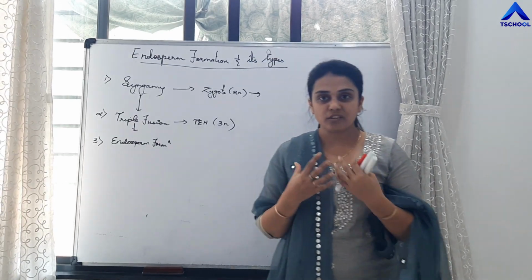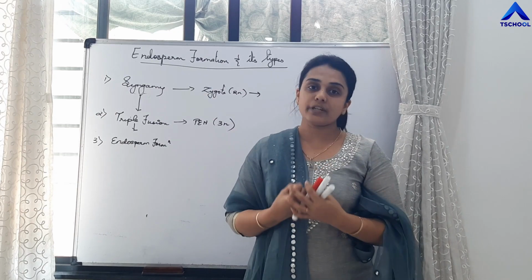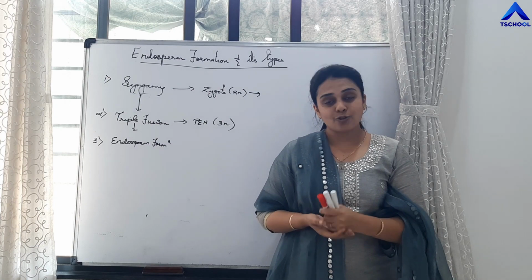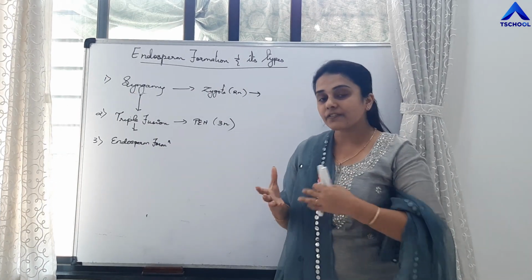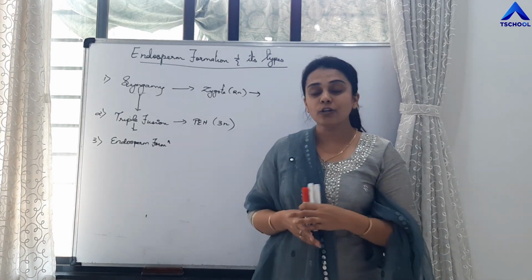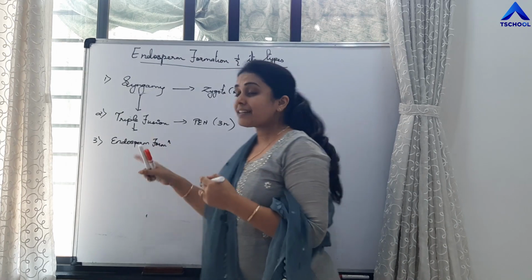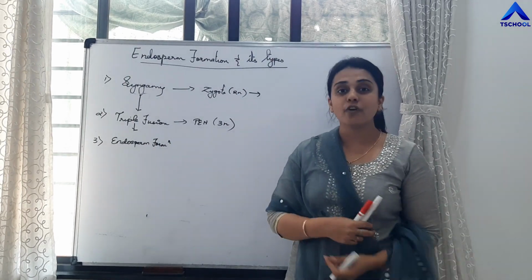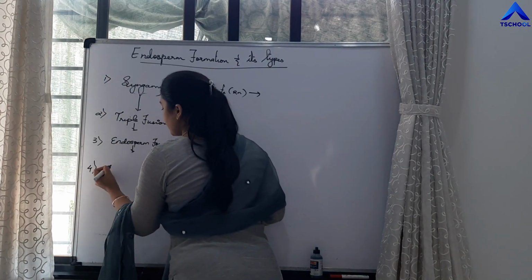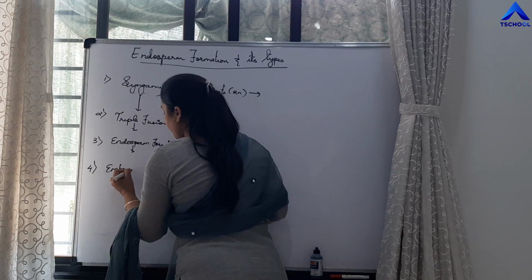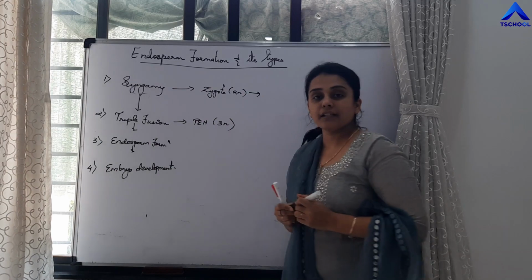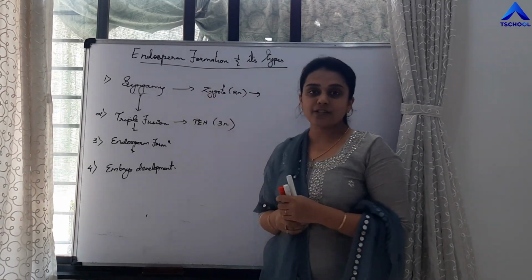The developing embryo needs nutrition, and that nutrition is provided by the endosperm. If the embryo starts developing and the endosperm is not yet developed, who will provide nutrition to the embryo? Then the embryo might not be able to survive. That's why endosperm formation gets completed first, and this is followed by the last event, embryo development. Clear?